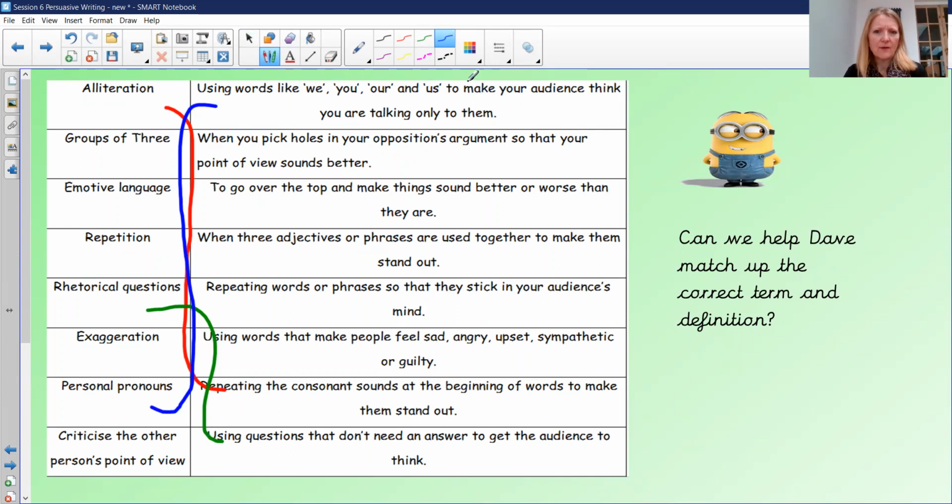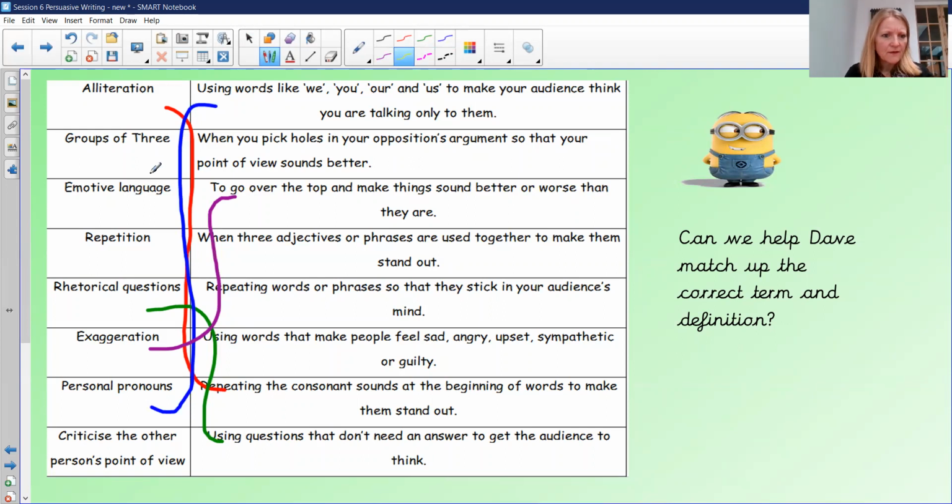Okay, so I think we're probably pretty good about getting the other ones now. So, what's exaggeration? Can you remember that one? Yeah, when you exaggerate, you stress something too much or go over the top. So there's that one there, go over the top and make things sound better or worse than they actually are. That's that one there. Okay, so which ones haven't we done?